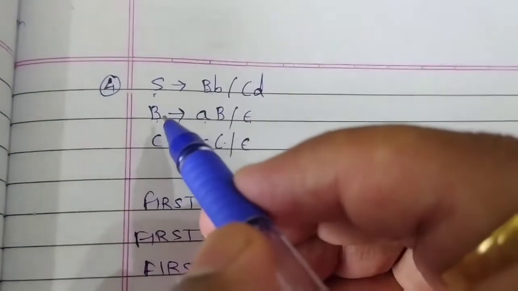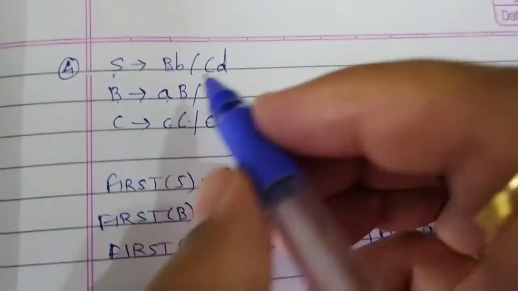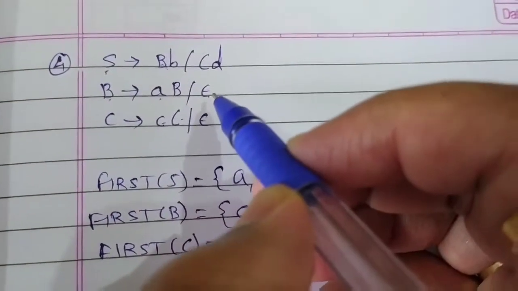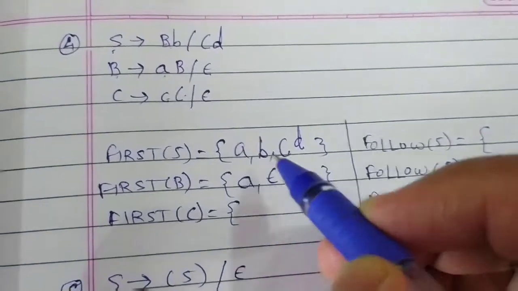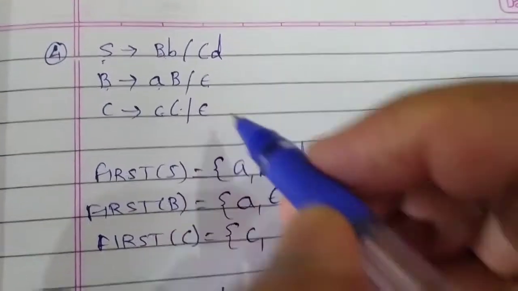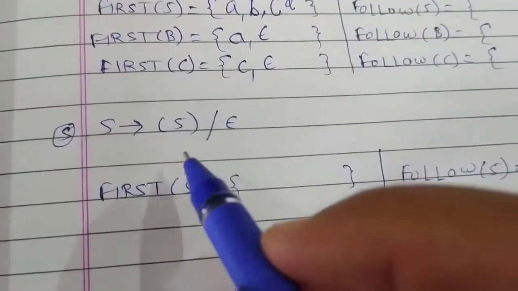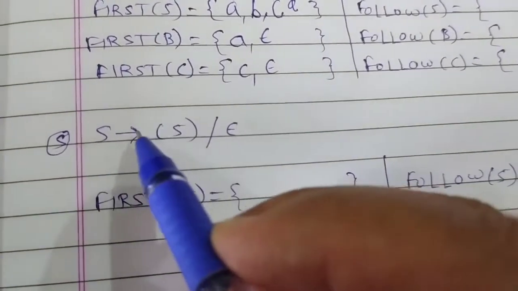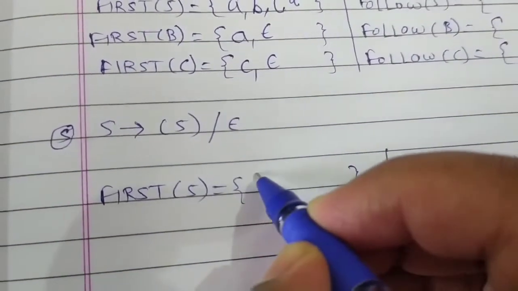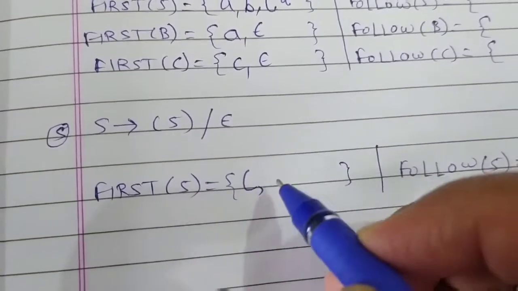Now first for B it starts with A. So it is A, and again there is epsilon, so here it will be epsilon. Again for C, small c and epsilon. Now this is the simplest example. So first of S will be round bracket, it is a terminal, so round bracket and epsilon, so epsilon.